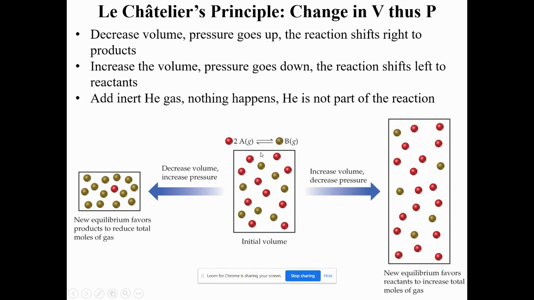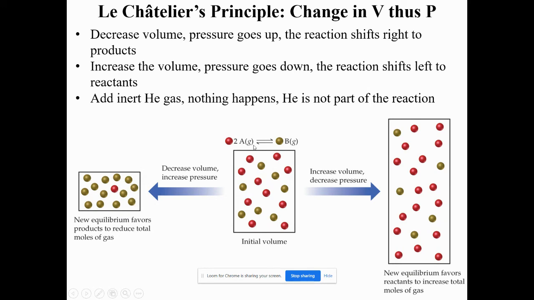If you count them up here in the middle, you're going to have the same number of red and the same number of these, whatever color that is, I don't know, gold. As we decrease the volume, increase the pressure, the reaction shifts to the right. Okay, don't ask me why they put that on the left side. It seems kind of dumb to me. But anyway, the reaction shifts to the right. We get more B as you decrease the volume, increase the pressure.